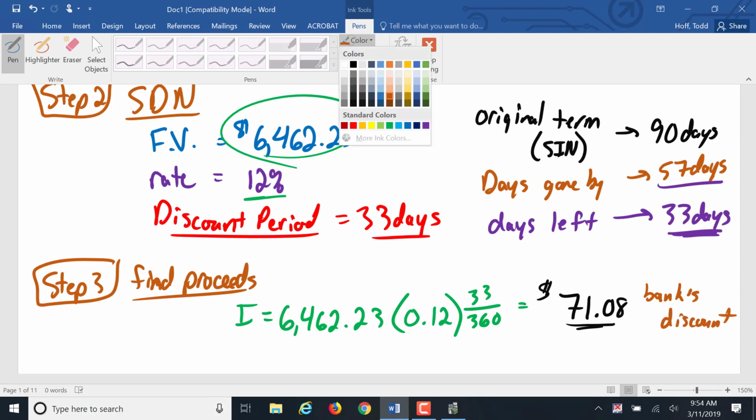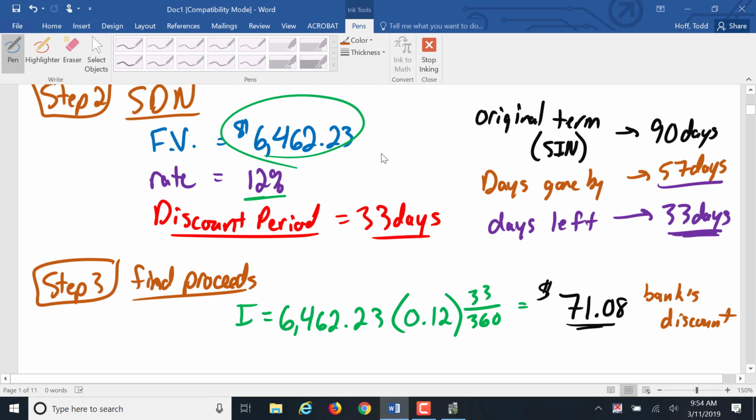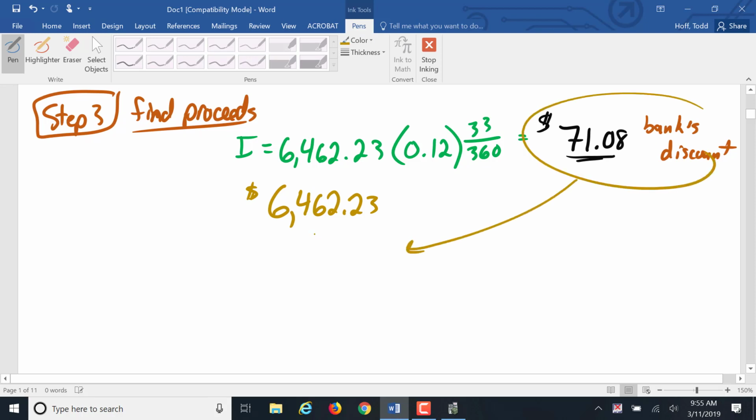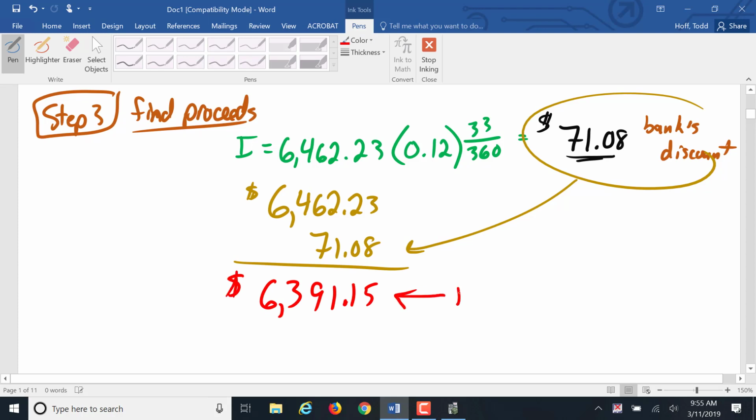So now to finish off those proceeds, we take that maturity value, the face value of this discount note, $6,462.23, and we subtract that discount, $71.08, to get $6,391.15. That is Pat's proceeds.